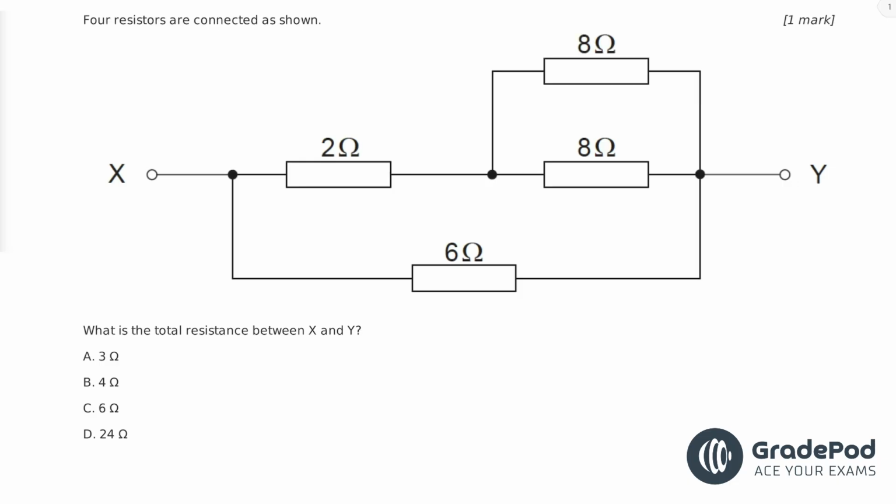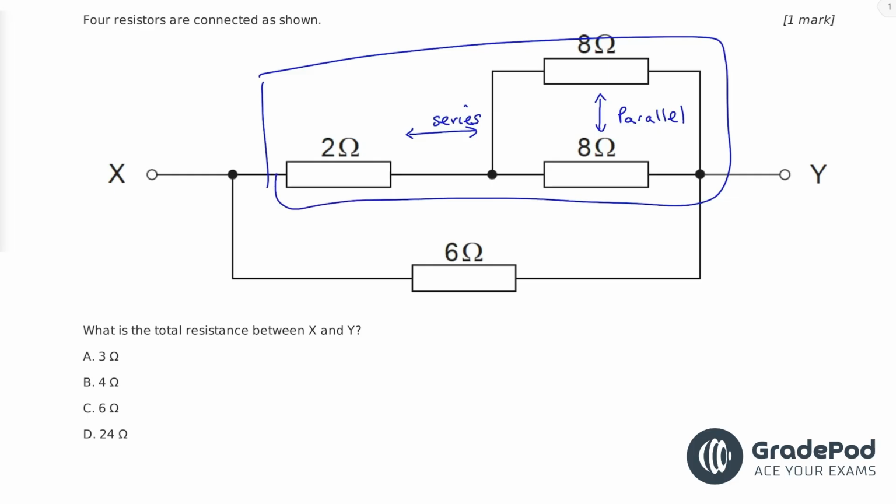4 resistors are connected as shown. What is the total resistance between X and Y? So these two here are in a parallel configuration. Once we've worked out what the parallel resistance of these two is, then these two will be in a series configuration. And then once we've worked out the total resistance of this, that is in a parallel configuration with the 6 ohm resistor below.